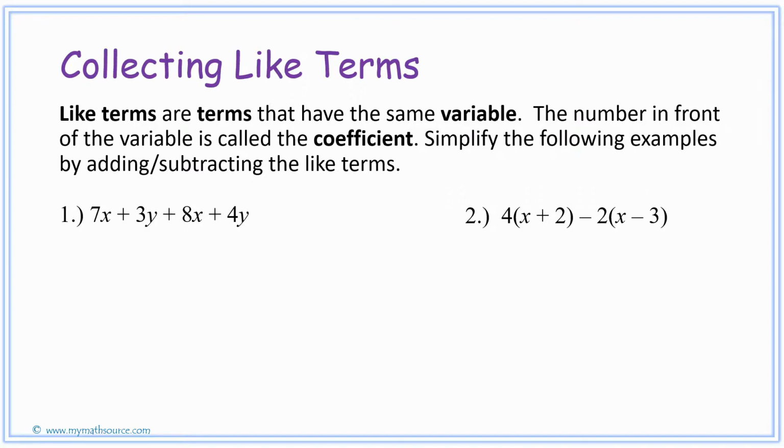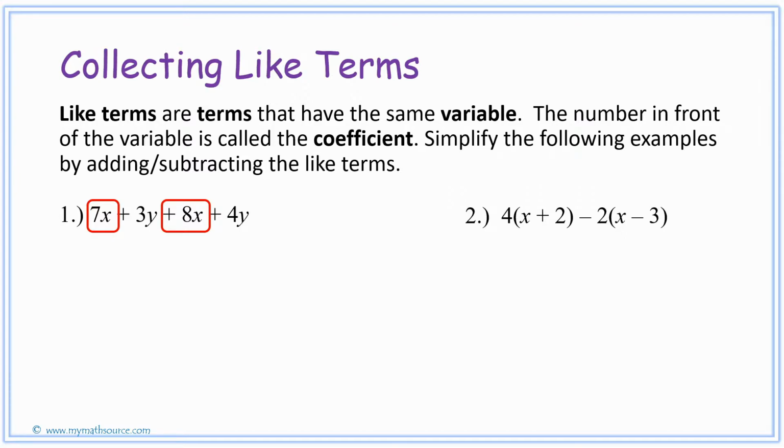All right, so the first thing you want to do is be able to identify the like terms. So for number 1, we have 7x and 8x. Now notice I circled the plus sign. It's very important that you identify the sign. Most students, when they have a mistake, it's because they forget the sign. And that really comes into play when you're dealing with subtraction or the negative signs.